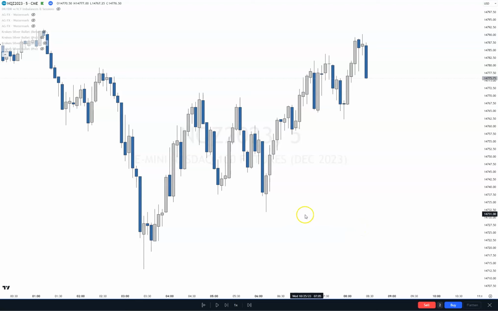Today I want to show you a pre-market setup. That's why there's no thing up here saying what we're doing here. This is a 5-minute chart on NASDAQ, okay? And this is Wednesday, October 25th.